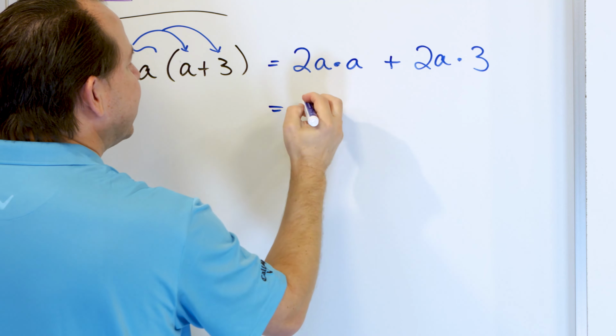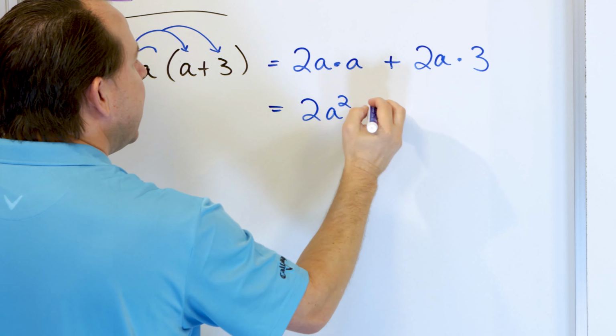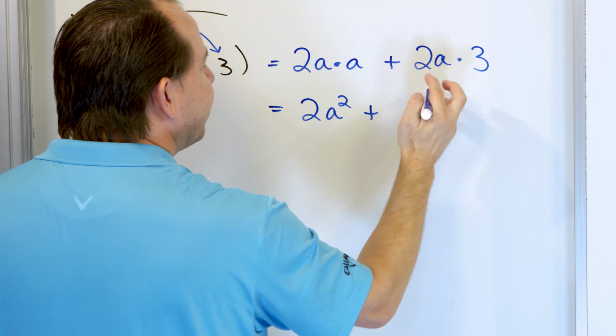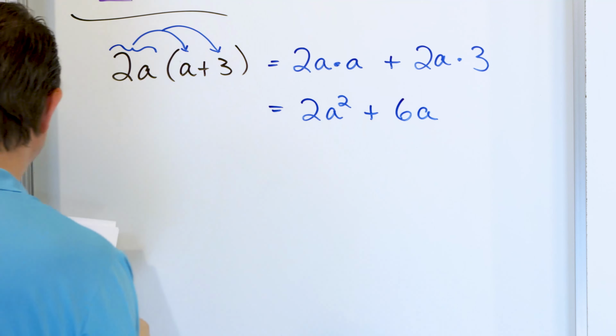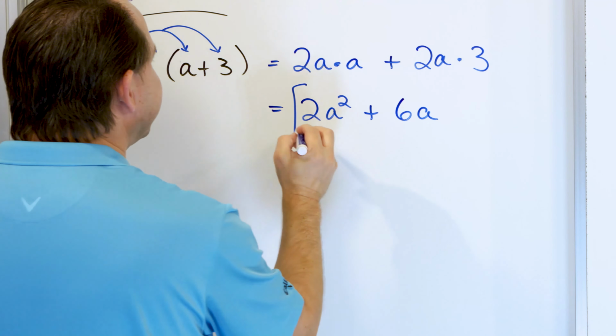And then 2 times a is just 2a squared. And then we multiply the numbers. 2 times 3 is 6, and then a. So we have 2a squared plus 6a. This is the final answer.